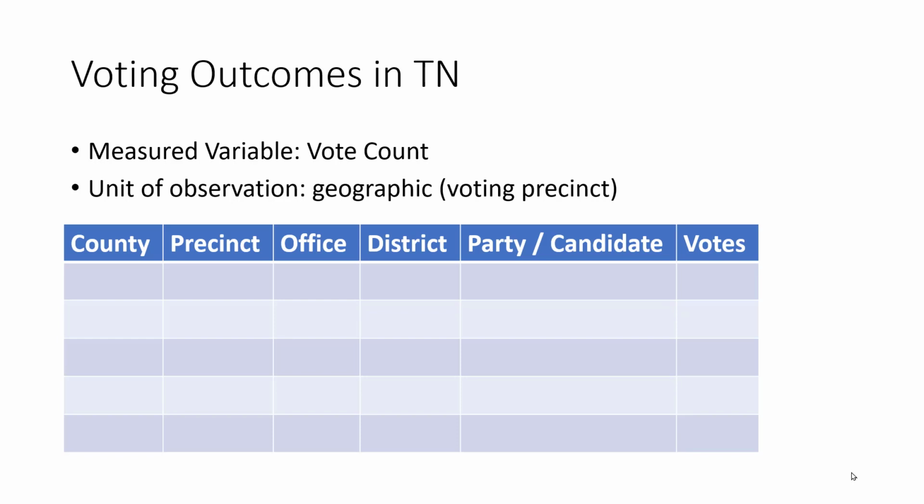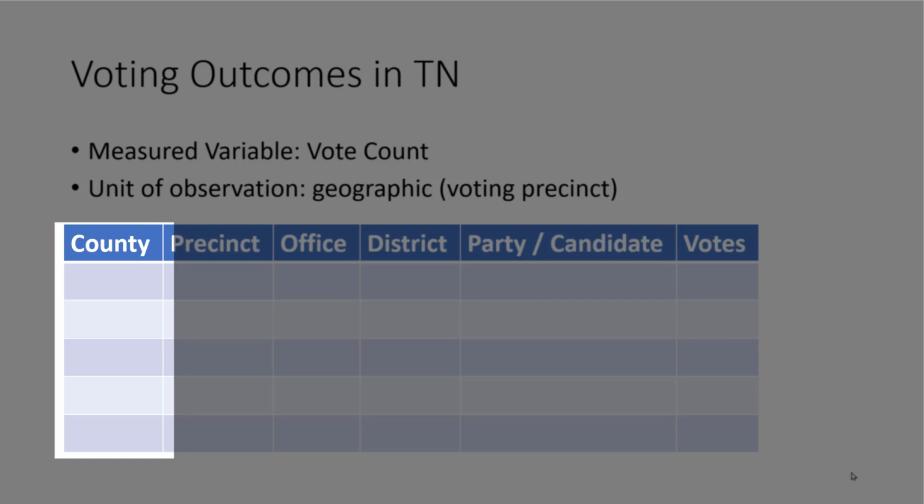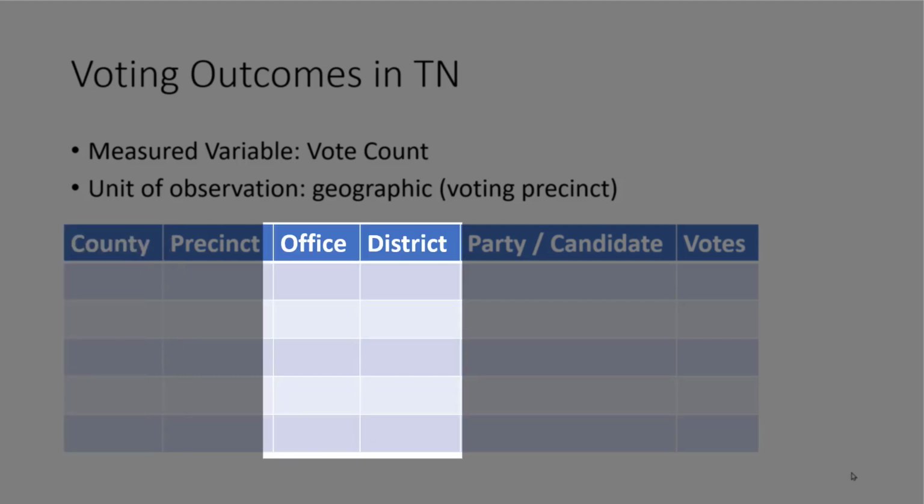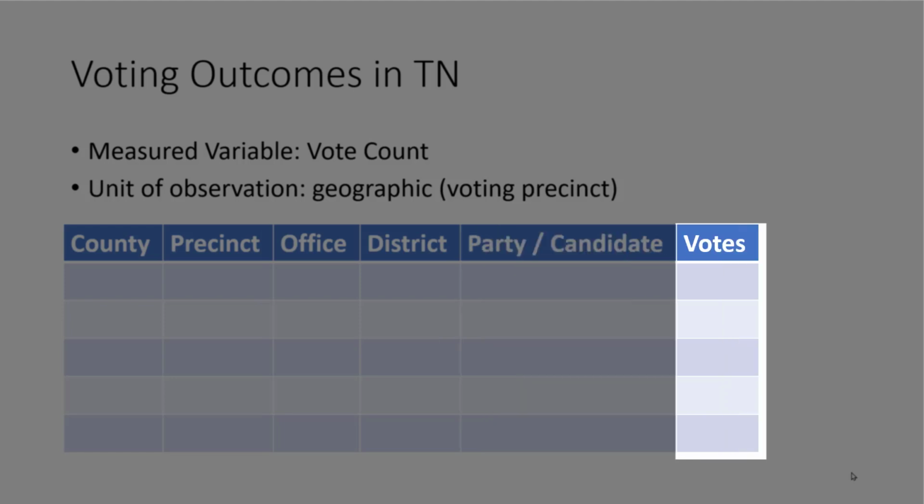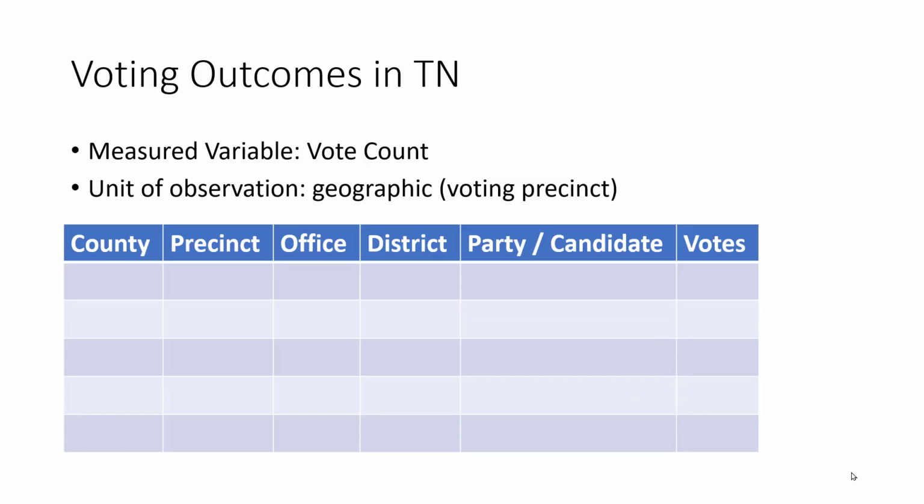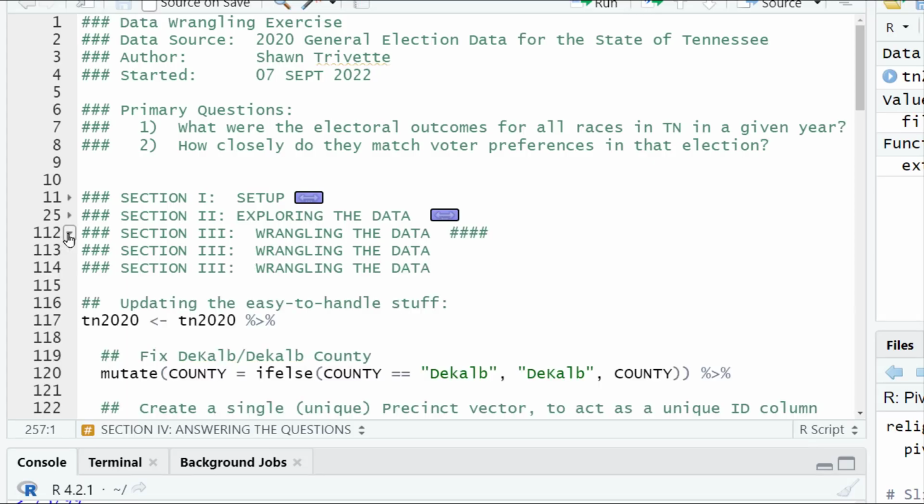This means that each row should show a precinct's identification, its county, the office of a given race, the district for that race, the candidate or party, and the votes that went to that candidate in that specific race at that particular precinct. The good news is, it's only the candidate and party information that needs adjusting here. Let's start with the easiest things that need fixing.